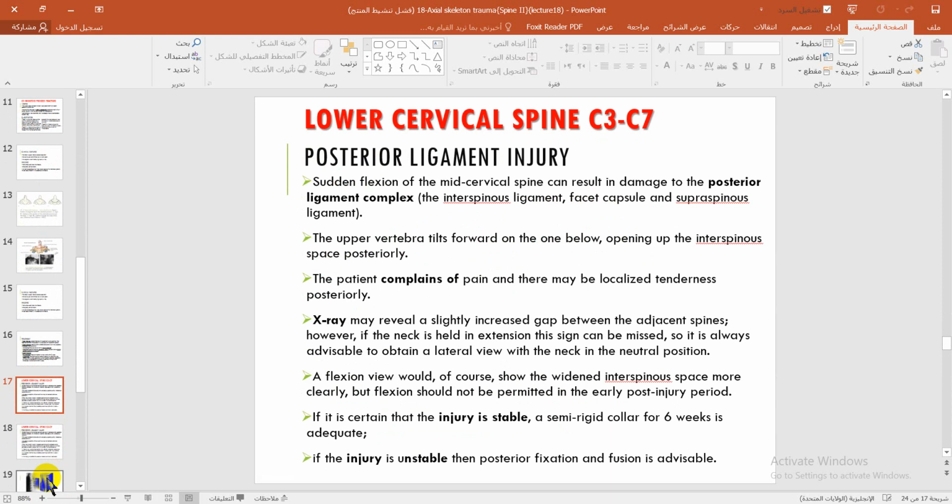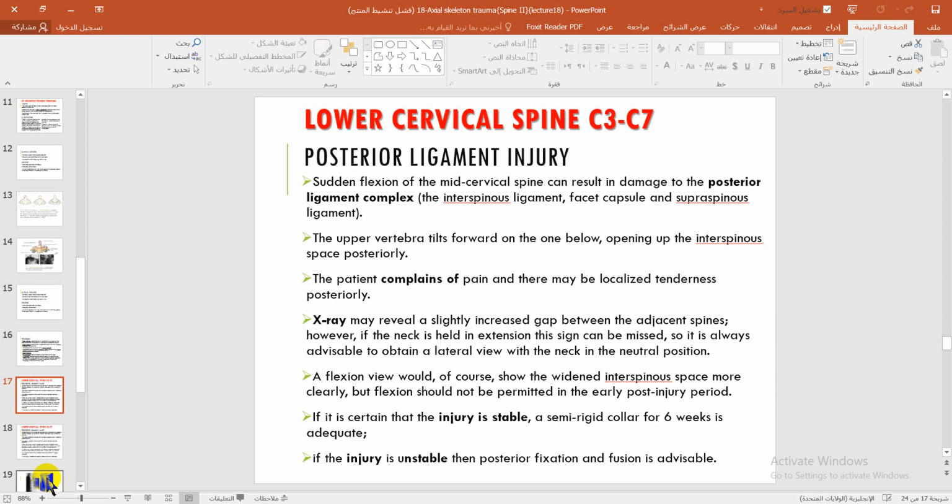We finished the C1, C2. Now coming to the lower cervical spine, from C3 to C7. These usually have the same structure or anatomical similarity of these vertebrae, so the injury of each one is like the others.